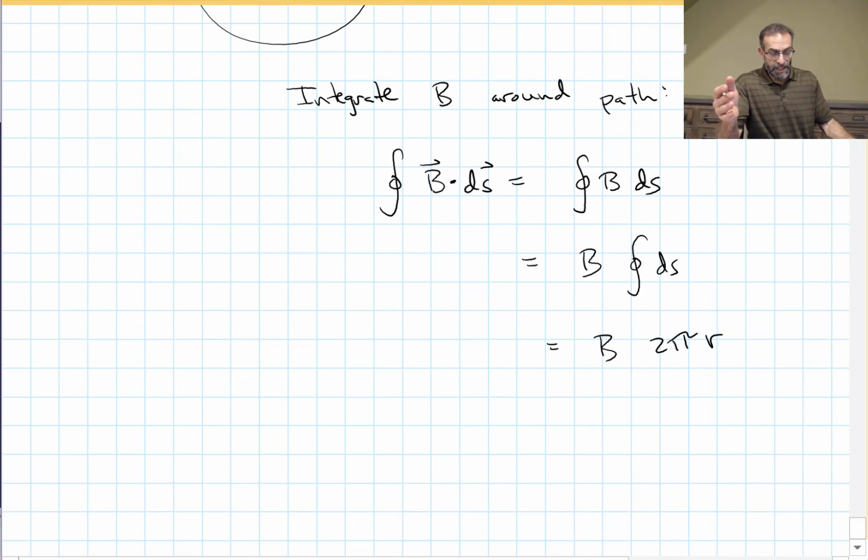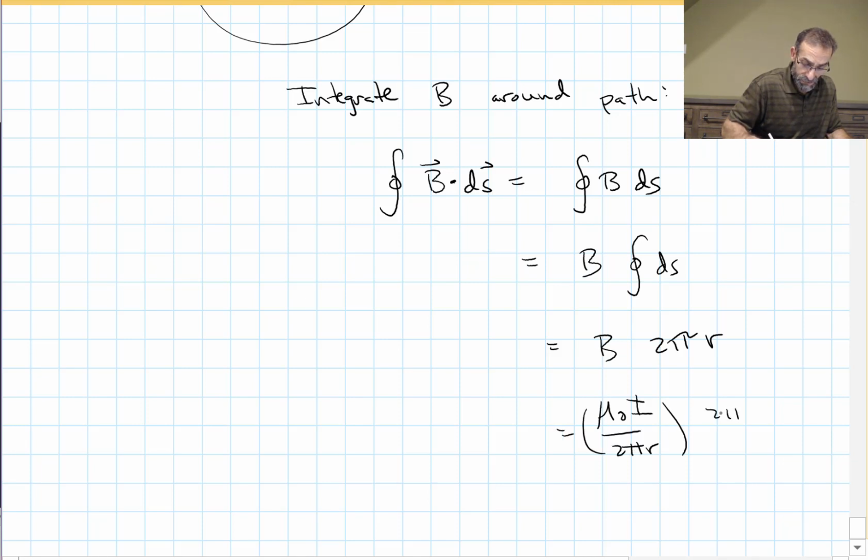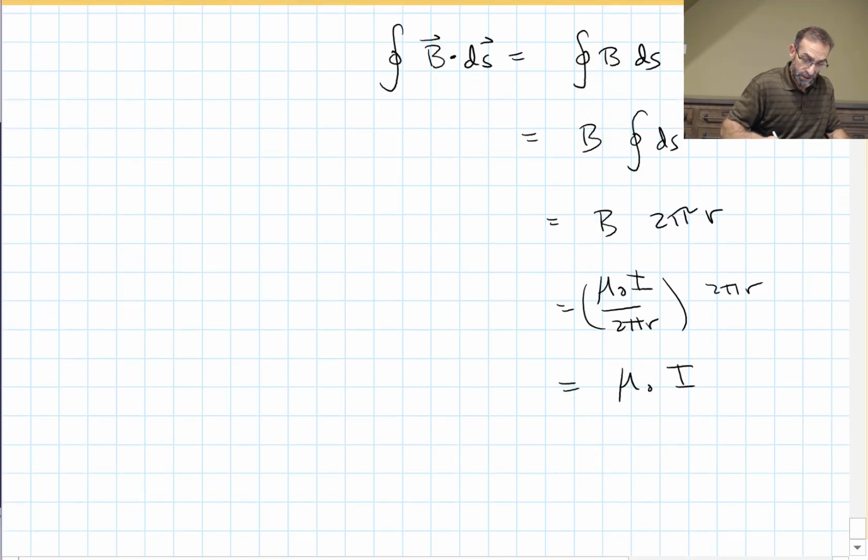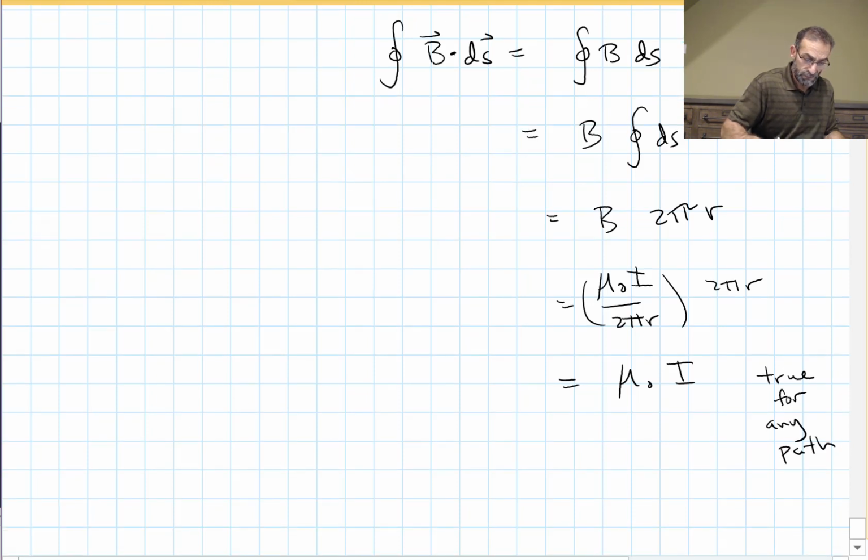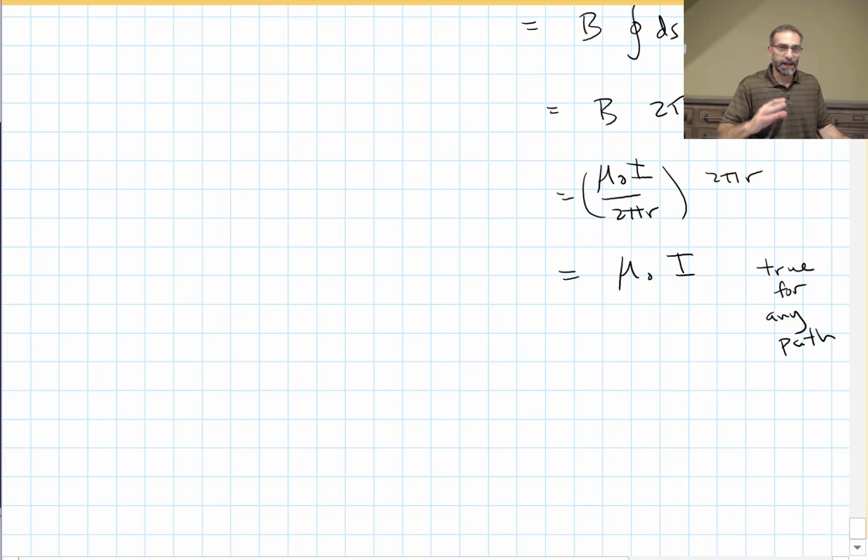And if we cheat a little bit, we know what B is, right? B is mu naught I over 2 pi r. So we get mu naught I. It turns out that this works for any path. We picked a very special one, I know, around a circular path, around an infinite wire.